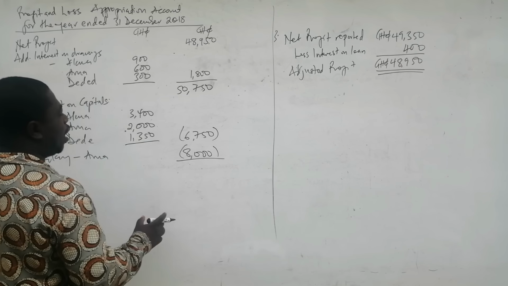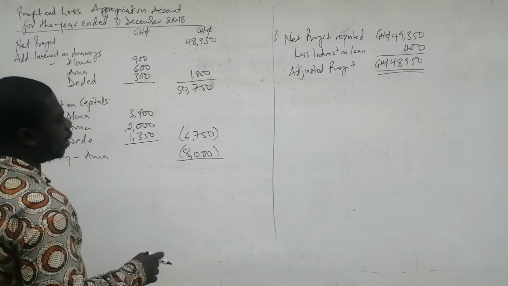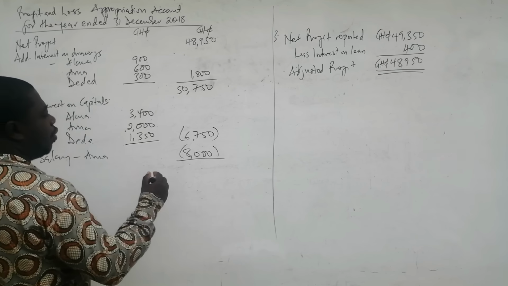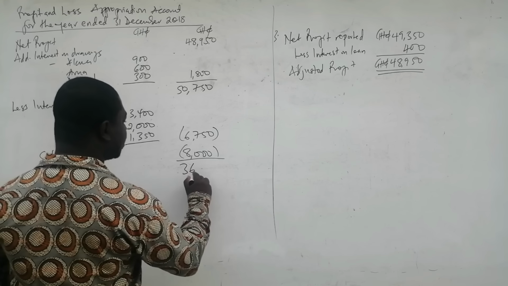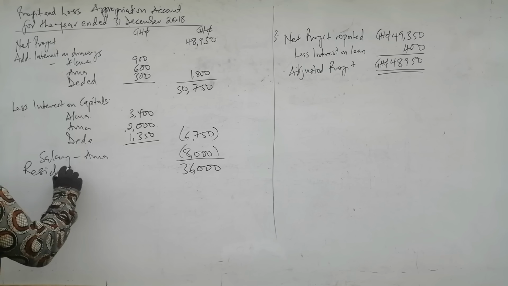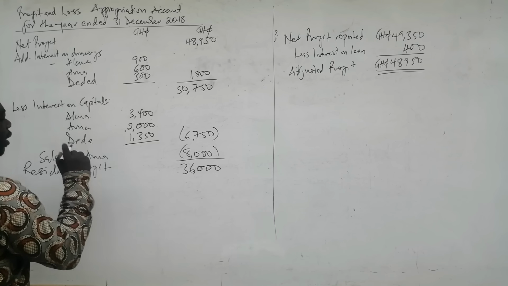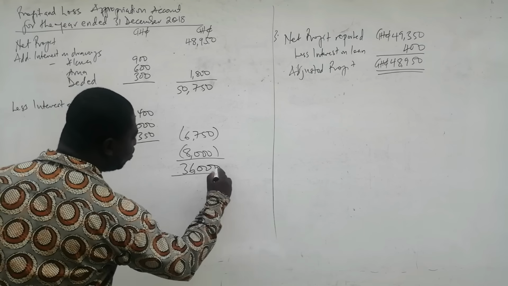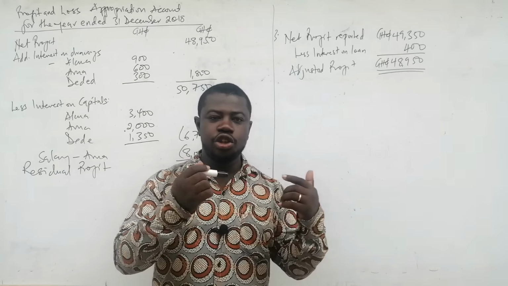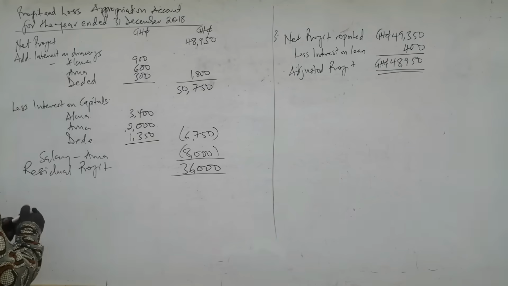And so when we take out the interest on capitals and the partner's salary, we are going to have our residual profit. A residual profit of 36,000 Ghana cedis. That is your residual profit for the partnership business for the year. So you can put an underline for that. And once you have your residual profit, you share according to their profit and loss sharing ratios.